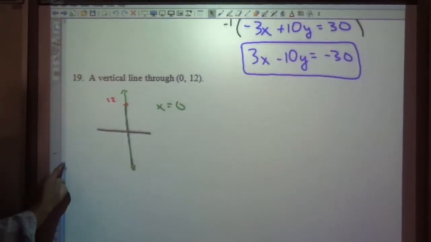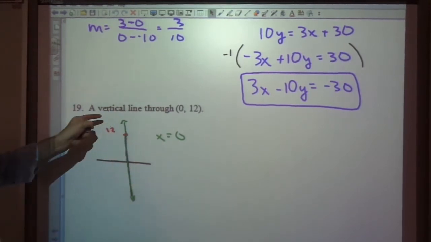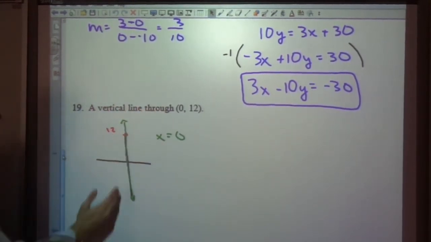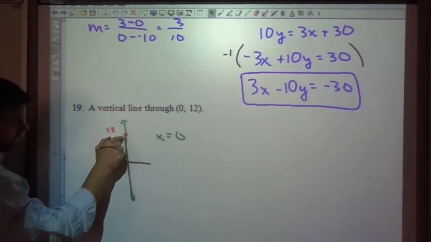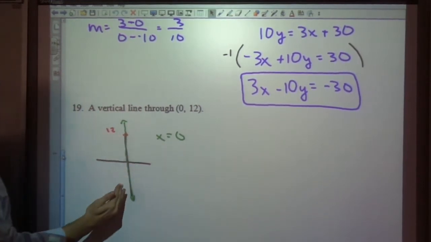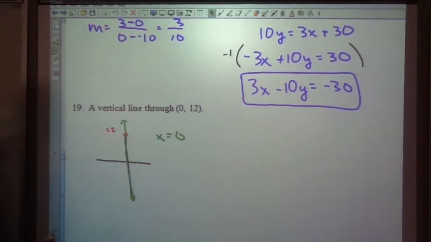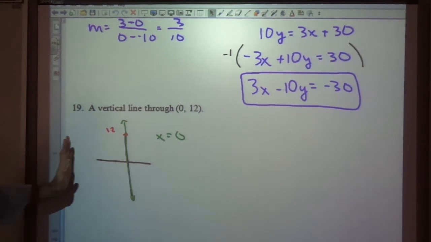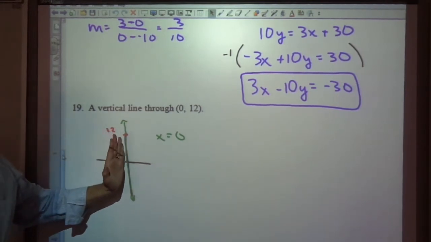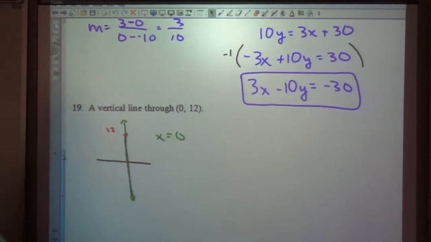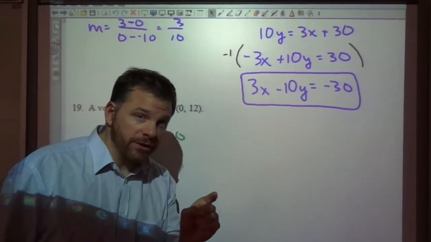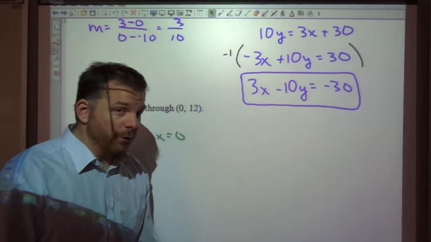We have this point, 0, 12, and it's a vertical line that goes through it. So a vertical line is this green line that's going through the point 0, 12. Well, this has an undefined slope, but the equation is x equals something, and where is the x always? It's at 0. The y can go all the way up, the y can go all the way down, but x is equal to 0. Pause the video and try the last 2 graphs on the 4th page.